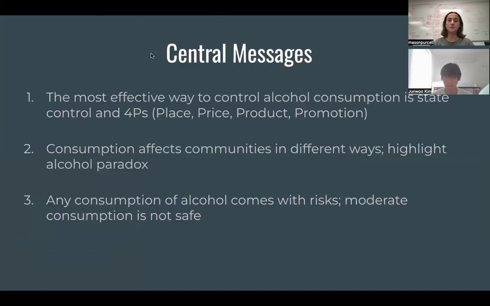The first being that the most effective way to control alcohol consumption is through state control or through ABC stores, and also the 4 Ps of alcohol consumption: place, price, product, and promotion. We also wanted to emphasize the idea that consumption affects different communities in different ways and show the alcohol paradox, or the idea that communities of lower socioeconomic status are drinking less but are being affected more by the alcohol consumption. We also wanted to show that any alcohol consumption comes with risk and that even moderate consumption is not safe.